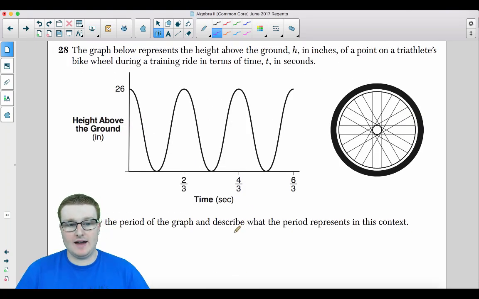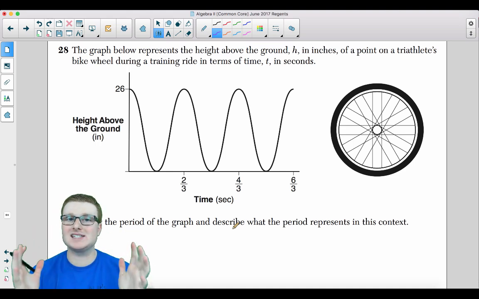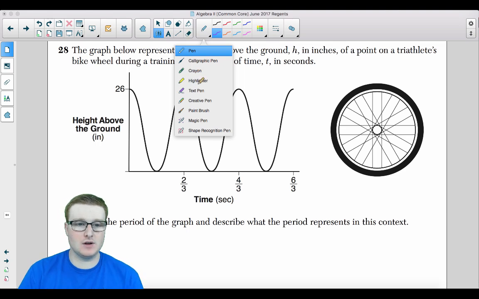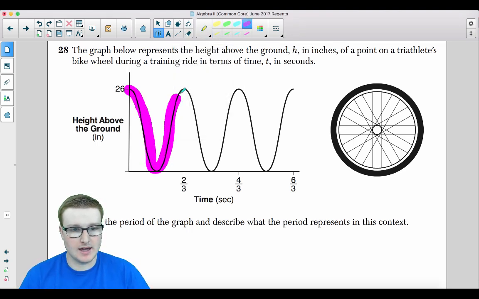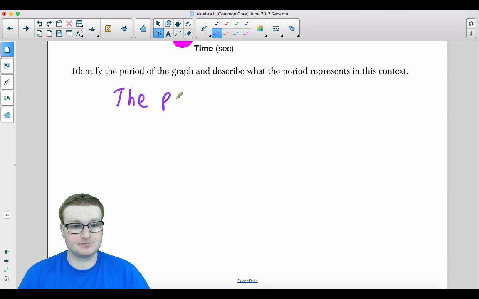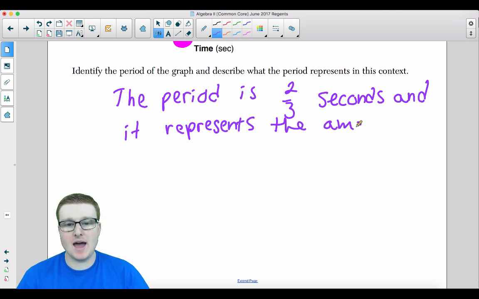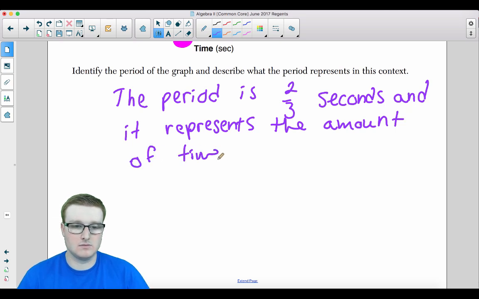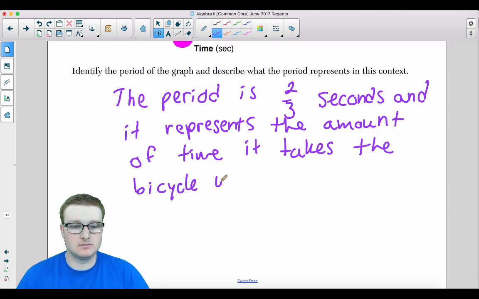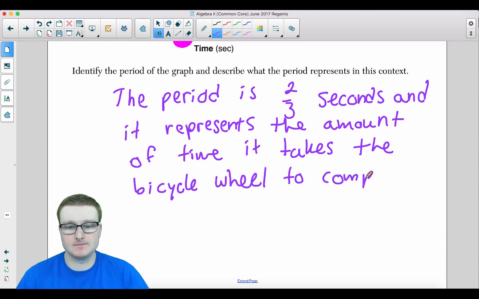The period on a graph is the amount that one cycle takes, okay? So if you look over here, folks, this is one cycle. So the period is 2/3 seconds. So we're going to say that the period is 2/3 seconds, and it represents the amount of time it takes the bicycle wheel to complete one full rotation. You have to be so specific.